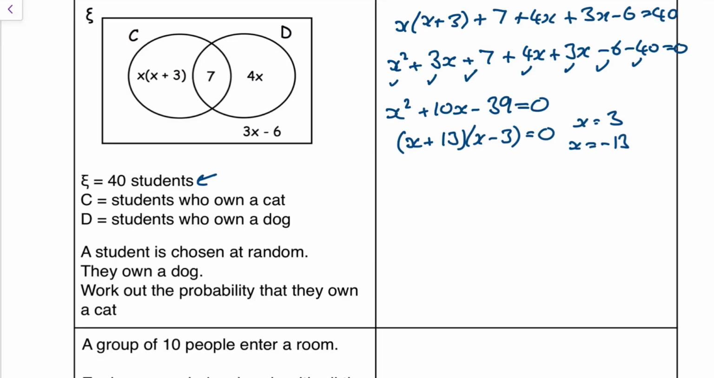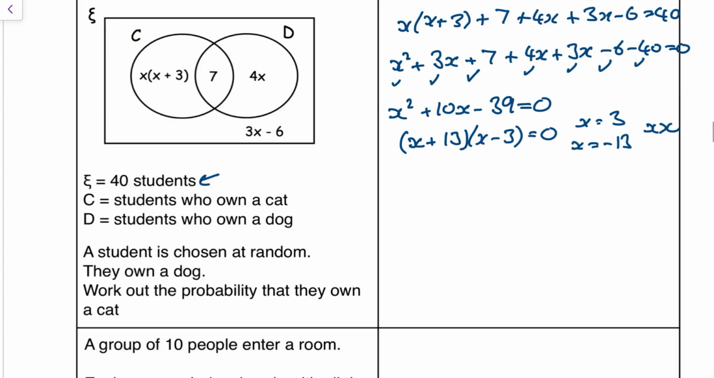Now, because the Venn diagram, especially because this one here, has positive x's only, it must be the case that x is greater than 0. So I'm going to write here to show the examiner x is greater than 0, which means I'm going to exclude that one and include this one, which means that x is equal to 3. And then on the diagram, I'm just going to replace all the x's and stuff with 3.